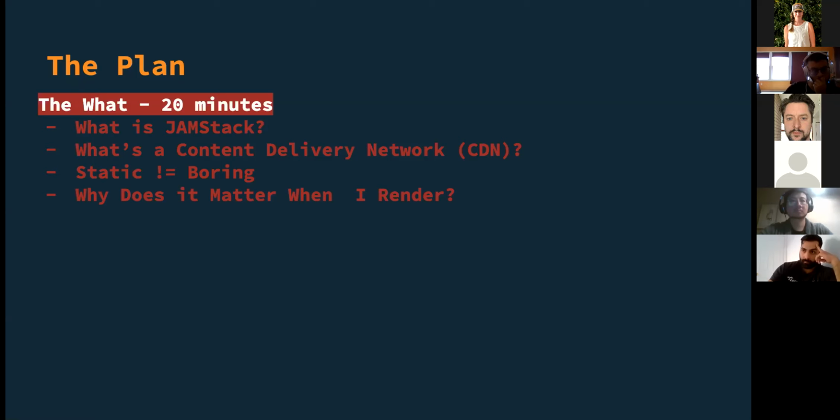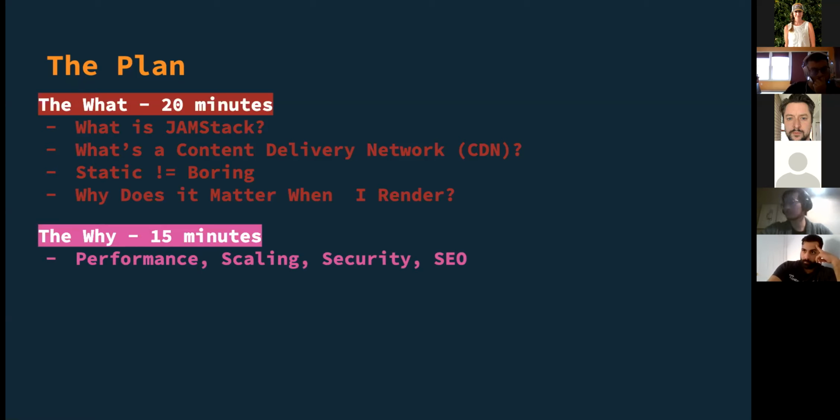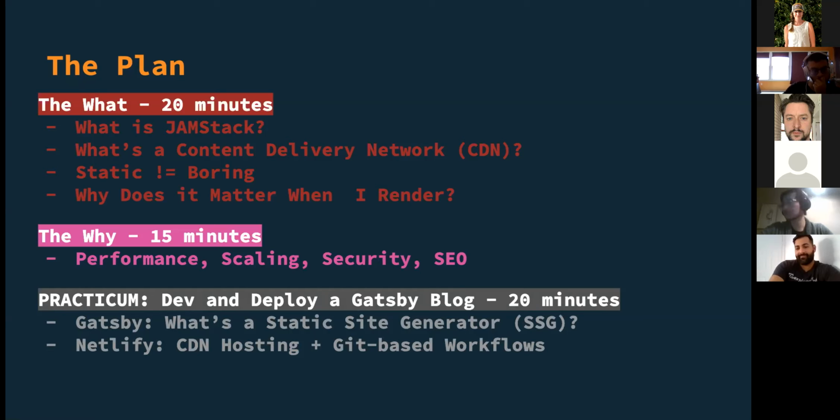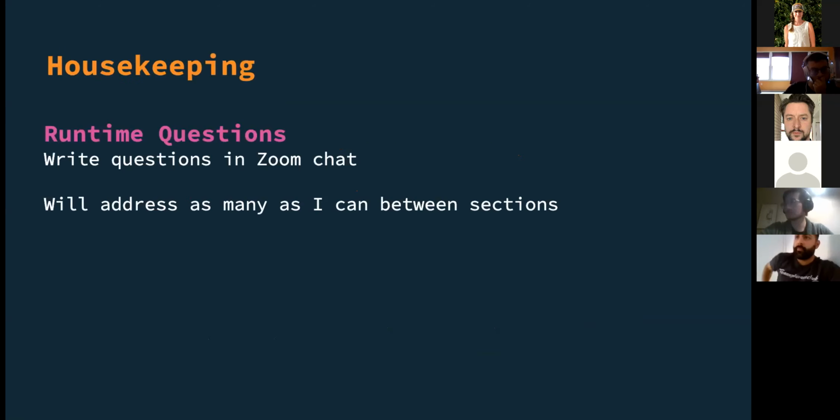In other words, why does it matter when data enters my website? After that, we'll explore the why: performance, scaling, security, and SEO with JAMStack. We'll have a practicum, which will be the demo, where we're going to use a static site generator called Gatsby to create a blog and deploy it to Netlify using exclusively Git. And then finally, at the end, I'll share some resources and we'll have an open Q&A for everyone to just discuss what we learned.